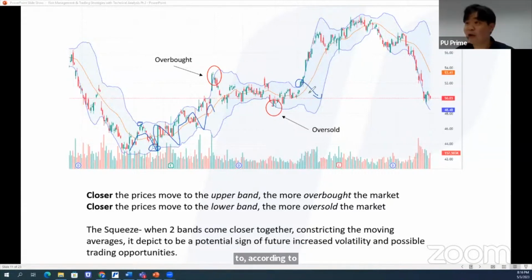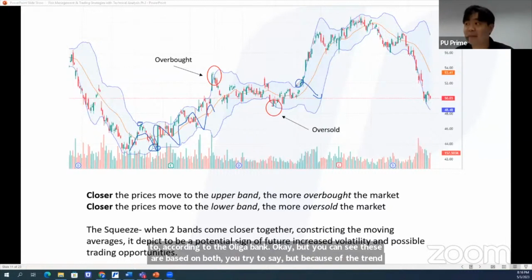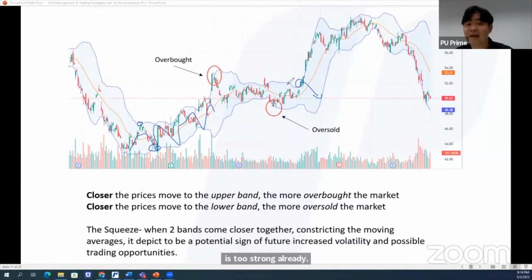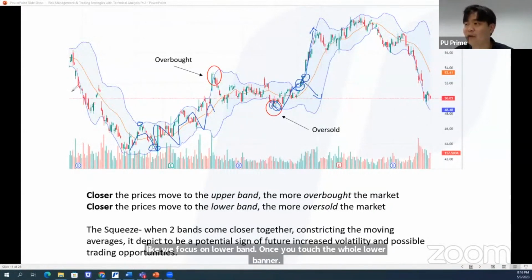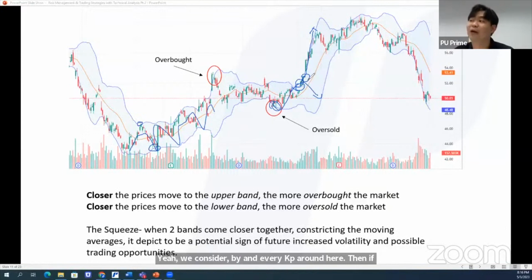You try to sell it, but because the trend is too strong already, combined with certain strong fundamental news, it ignores the technical analysis, and this is why it keeps going up. So when the trend is upward, it's better for you to focus on buy orders. How can we buy? We focus on the lower band. Once it touches the lower band around here, we consider buying, and then we TP around here. If it touches the overbought territory, the upper band, you should ignore it, and it's better to avoid this kind of risk.